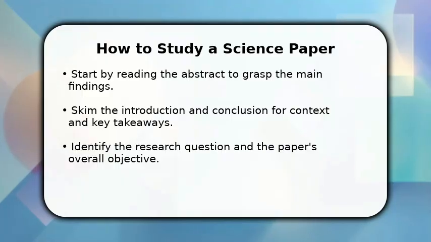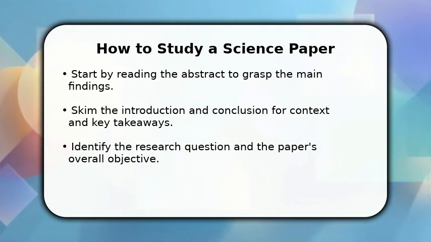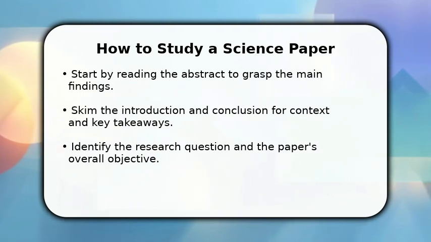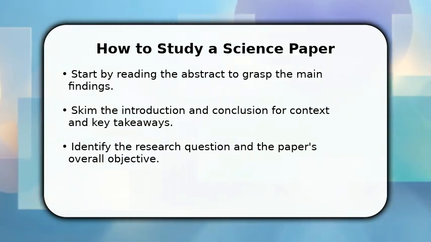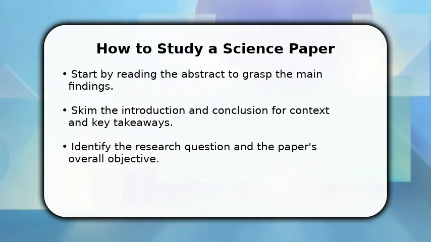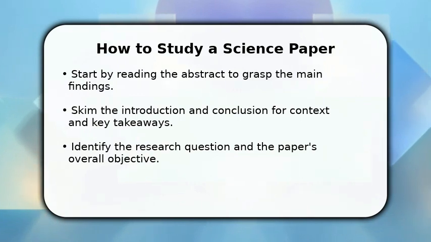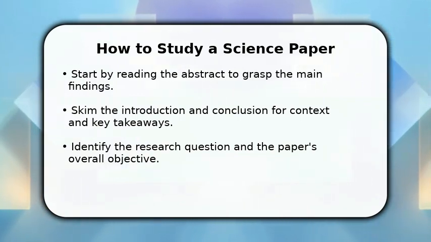Enjoy the video. In this video, I will explain how to study a science paper. Begin by reading the abstract to get a quick overview of the research and its main conclusions. Next, skim the introduction and conclusion sections to understand the paper's background and its key findings. This initial scan helps you identify the central research question and the overall goal of the study, setting the stage for a deeper dive into the content.